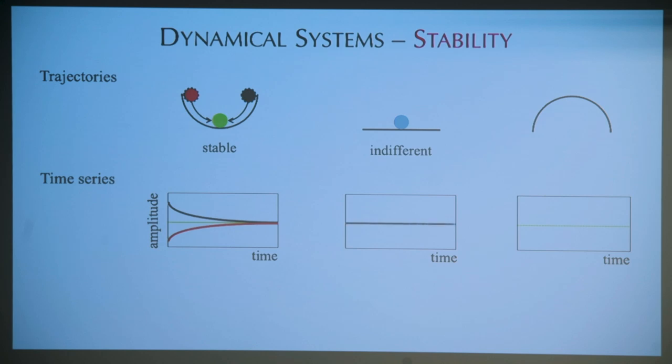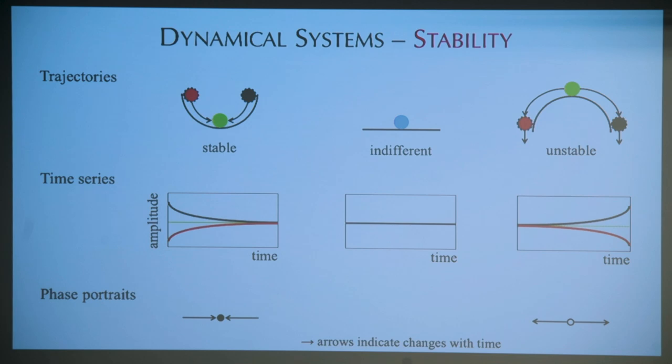If you now do the same with the flat, then basically it doesn't matter where we drop the ball, it will stay, it will not move, and then we get a flat line over time, depending on where we drop the ball. Then for the mountain, if you're good, you can balance it, but then a small perturbation will bring this ball either to the left or to the right. Then it goes down, and in time, at the beginning it's very slow, and then with the perturbation it goes away to plus infinity or minus infinity in space.